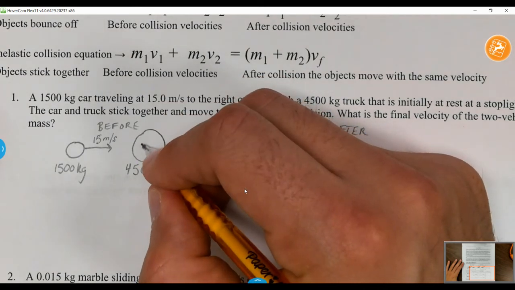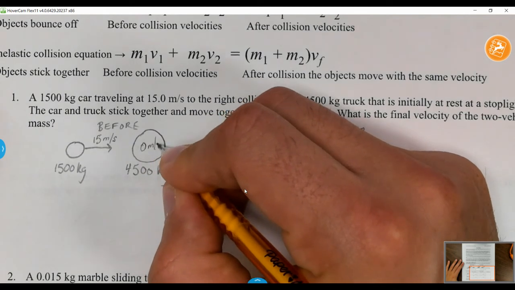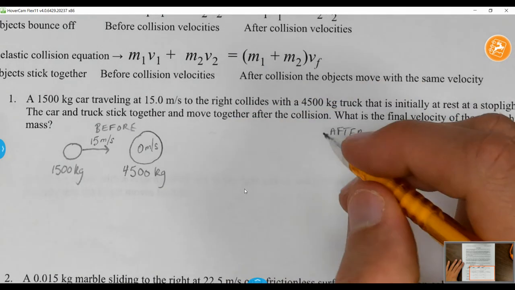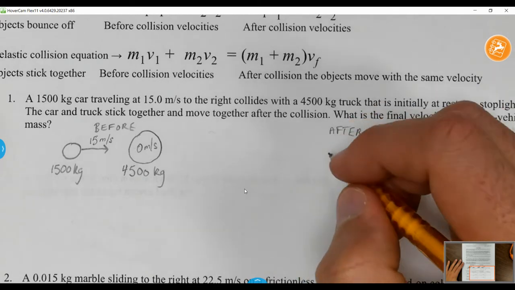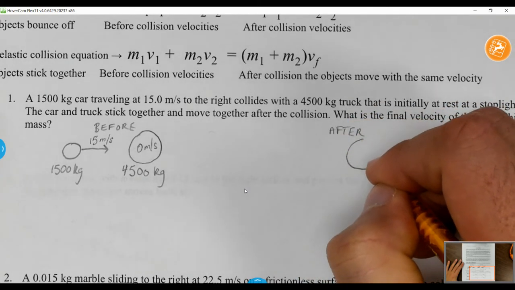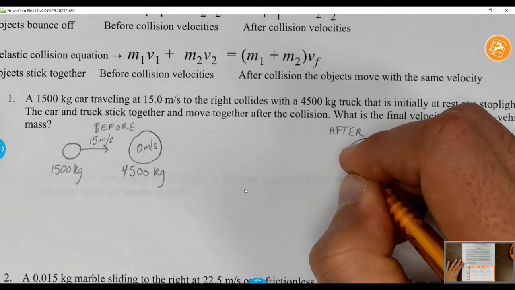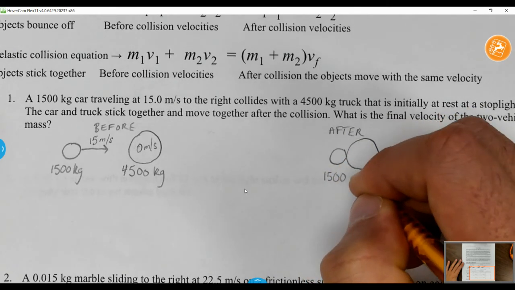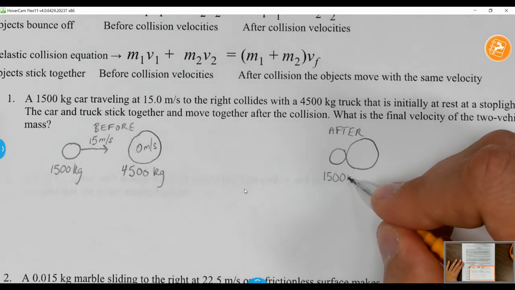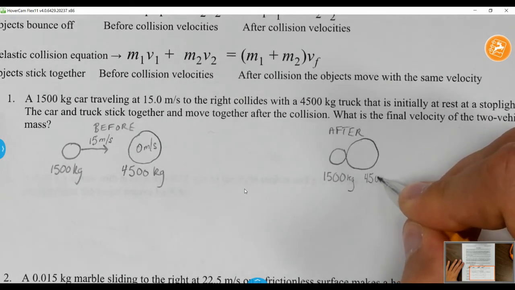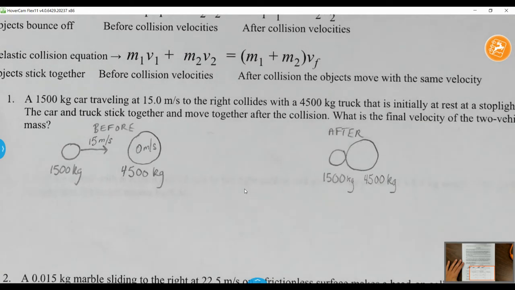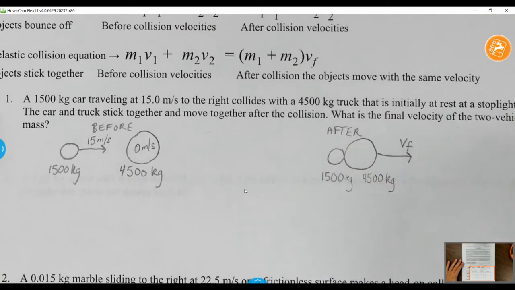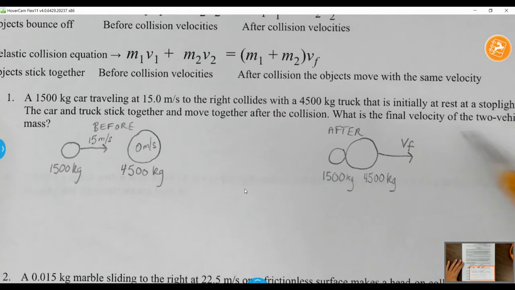I can just write inside the little guy, 0 meters per second, or write it next to it. That's fine. So after these two things, it says in the problem that they wind up sticking together. So you have the one object, the truck and the car. The masses don't change, so it's 1,500 kilograms and 4,500 kilograms. And they're moving now together with a certain velocity. VF is what we are looking to find.